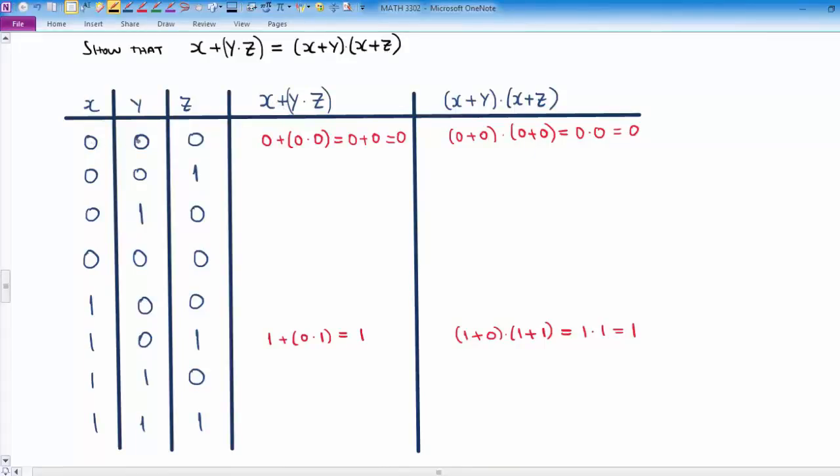For example, if x is 0, y is 0, and z is 0, then we substitute those values in this first expression, and we obtain 0. And we substitute those values into the second expression, we also obtain 0. And if we do that for every single one of those 8 cases, and if we get the same values in both truth tables, then the first expression is the same as the second expression. And that's a way to prove that this expression is equal to the second expression.